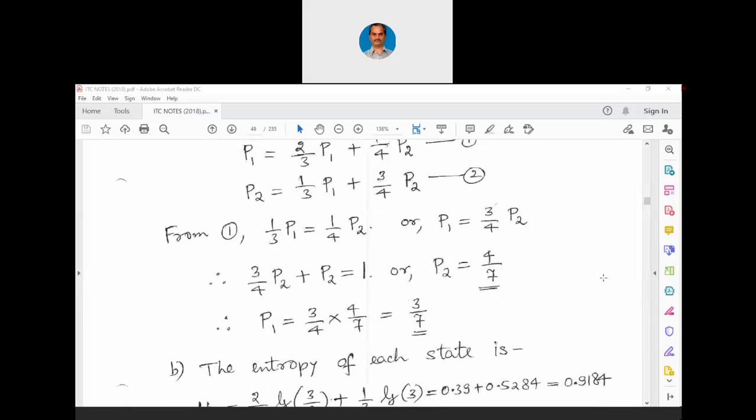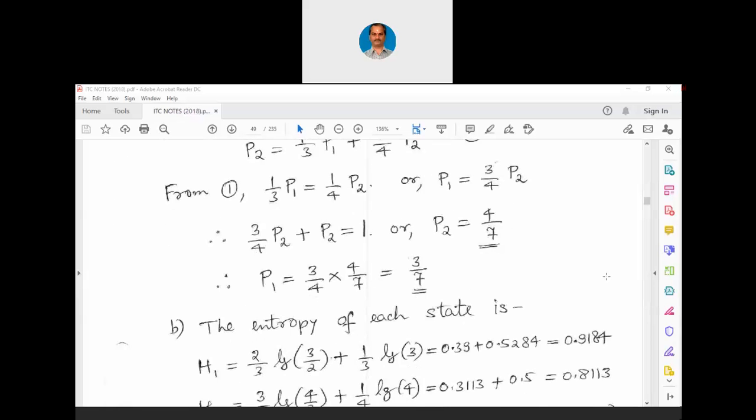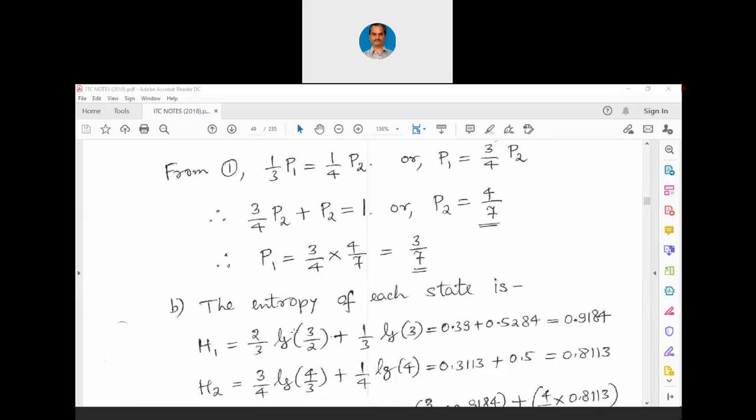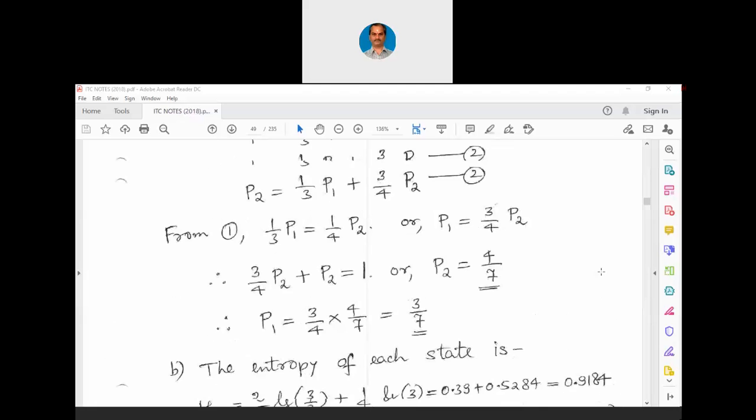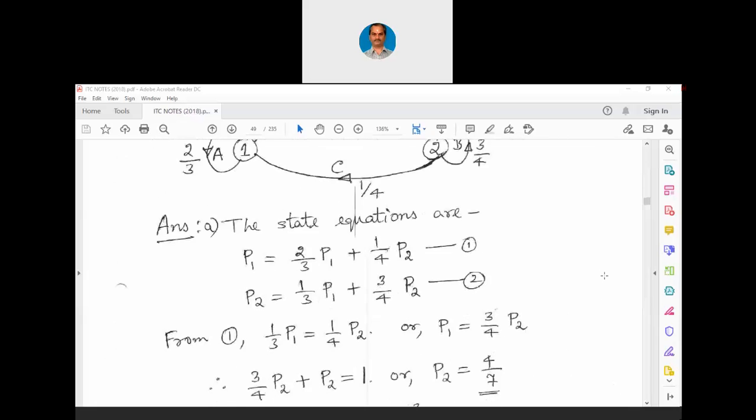We have the value of P1 and P2. Now the entropy of each state: H1 is 2 by 3 log of 3 by 2. That is summation of capital Pi into Hi, right? So that is 2 by 3 log of 3 by 2 plus 1 by 3 log of 3 by 1. So that is 0.9184. In the case of H2, it is 3 by 4 log of 4 by 3 plus 1 by 4 log of 4 by 1. That is 0.8113. Depending upon these A and C symbols only.